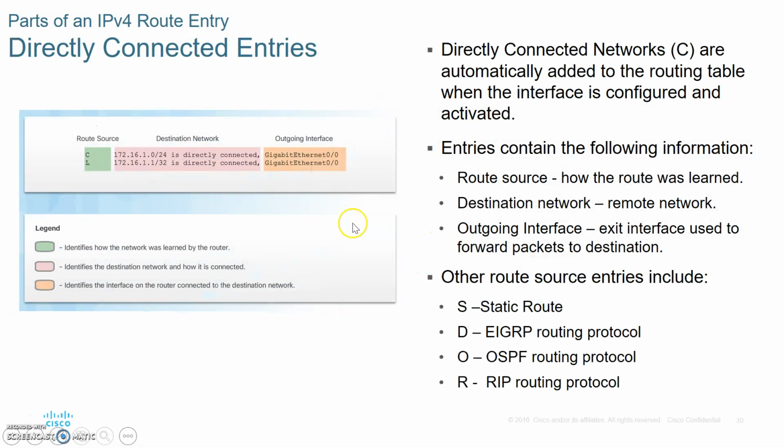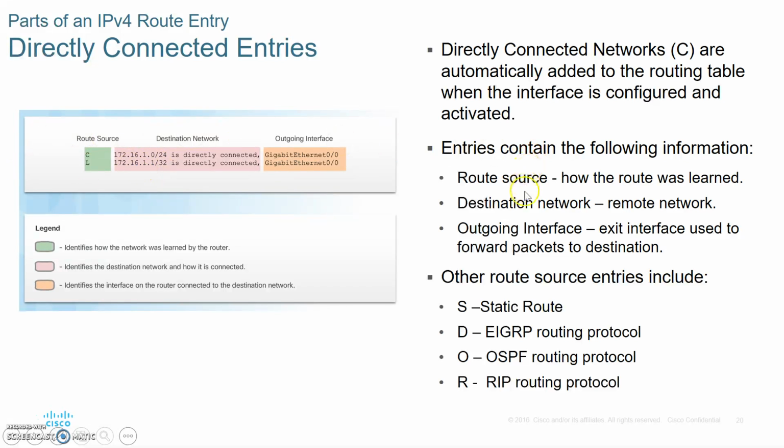Let's take a closer look. A routing table consists of different entries. Let's look at the directly connected entries. Directly connected networks are automatically added to the routing table when you configure the interface and activate it using the no shut command. The entry will contain the route source. For every directly connected network, you will see a C, which is the directly connected network, and the L, which is the link IP address, the exact IP address.